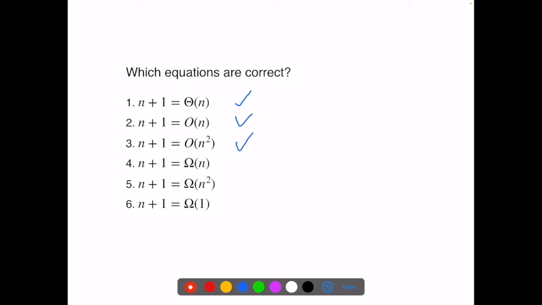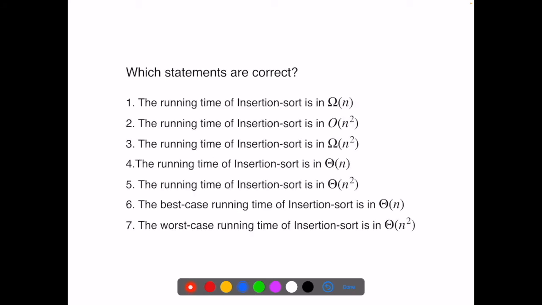The fourth one, omega n provides a lower bound. Does it bound n plus 1? Yes. The fifth one, does omega n squared bound n plus 1? No. The last one, does the constant big omega of 1 bound n plus 1? Yes. Now, which statements are correct?